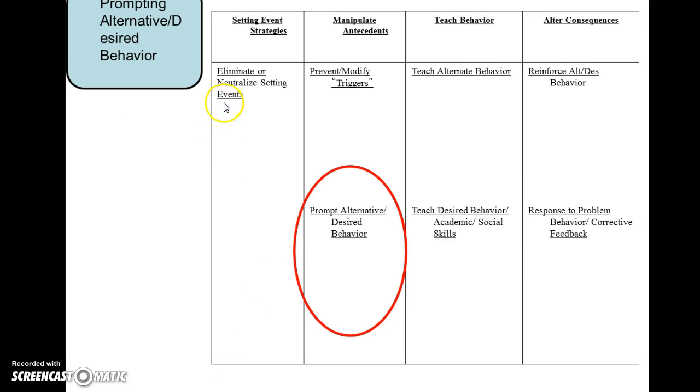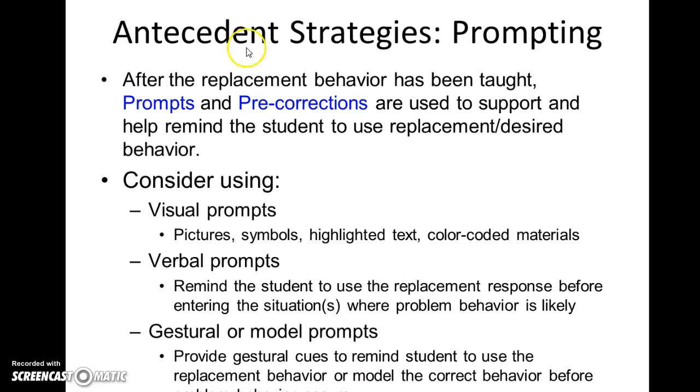Right, so we talked about eliminating and neutralizing setting events and then preventing or modifying the triggers. And now we're going to talk about prompting the alternative or desired behavior. Okay, so prompting. After the replacement behavior has been taught, prompts and pre-corrections are used to support and help remind the students to use the replacement and desired behavior.